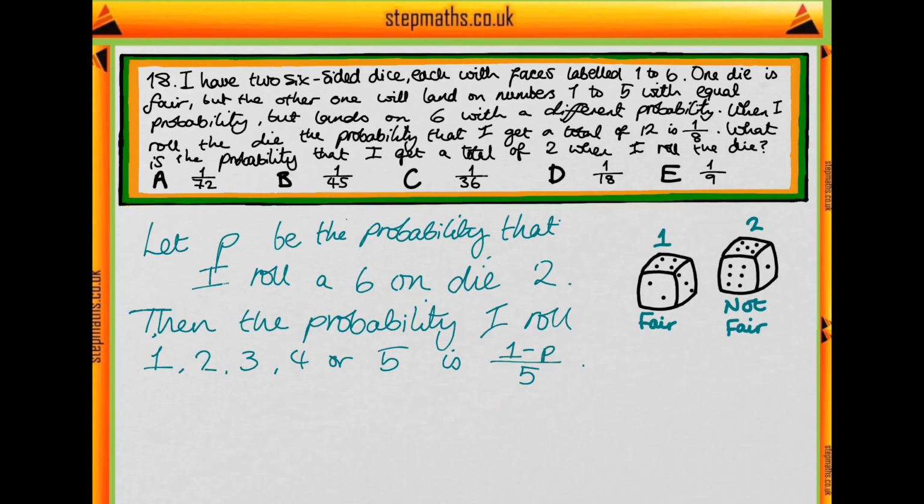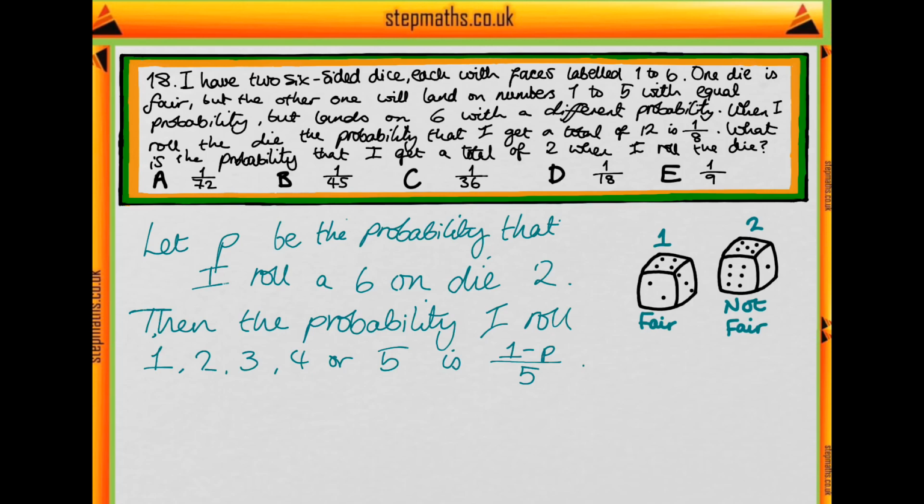So you can see this if we add up the probability that we get 1, 2, 3, 4 or 5, we could add this up and it would be 5 lots of this, which would be 1 minus P. And if we add the probability that we get a 6, we just get 1, because 1 minus P plus P is just 1. And that makes sense because the probability that we roll 1, 2, 3, 4, 5 or 6 is certain, like we roll one of them, because what else could we roll? So that's why we get (1 minus P) over 5 here.